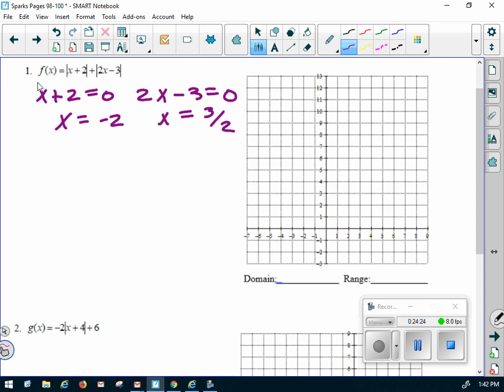Guys, listen, you don't have to write that line down. You ought to be able to look at that and say, oh, my issues are going to be at x equal -2 and x equal 3/2. You don't have to write that first line down. What do I do now? Draw your number line.